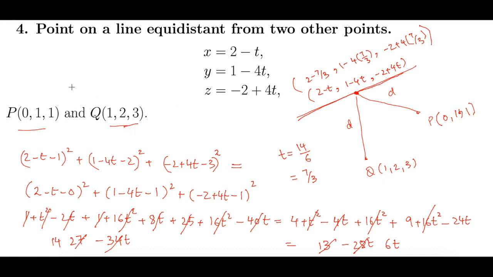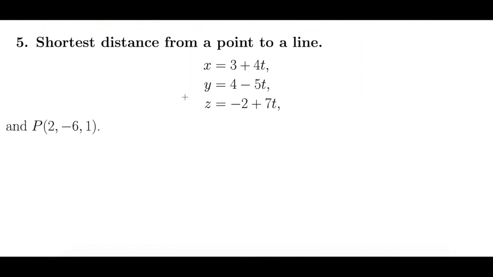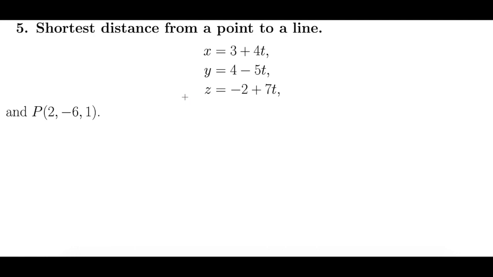All we have to do is use the distance formula and simplify. Correct? This is all we did. Okay. What next? Now we are interested in the shortest distance from a point to a line.